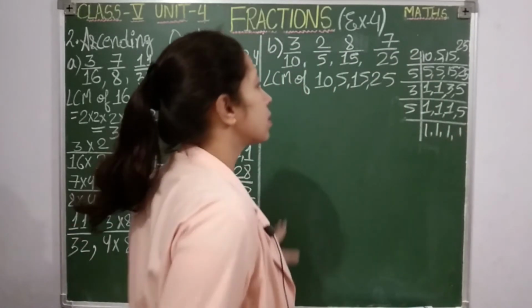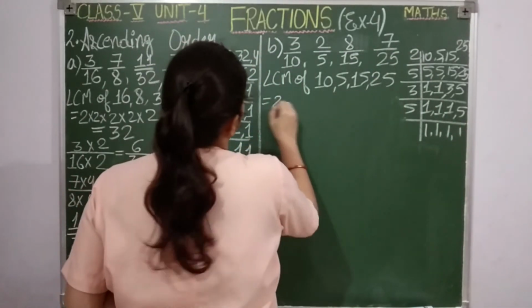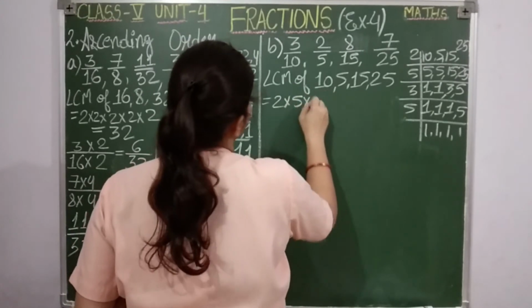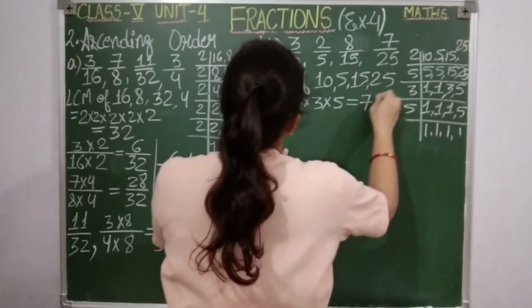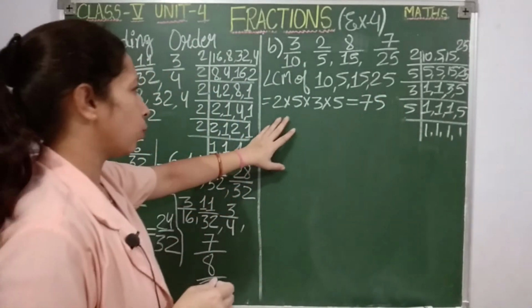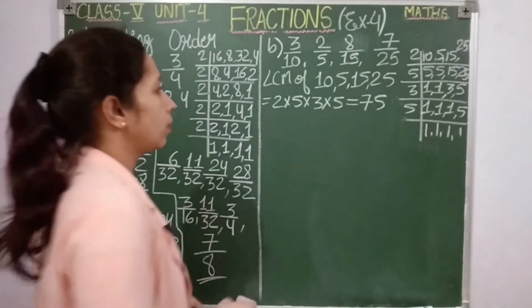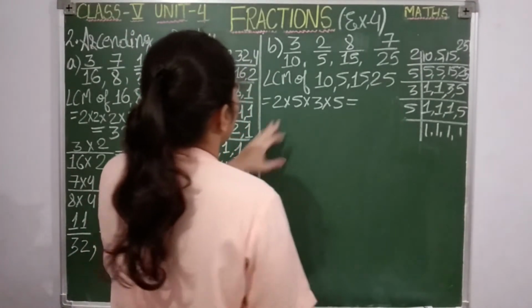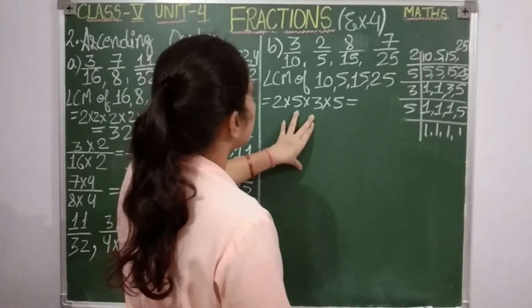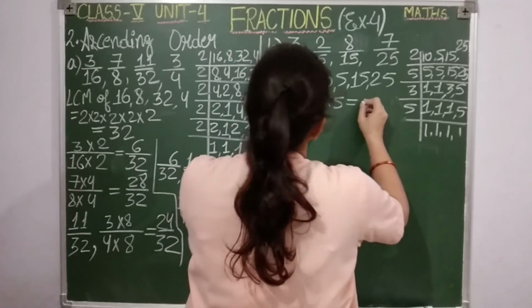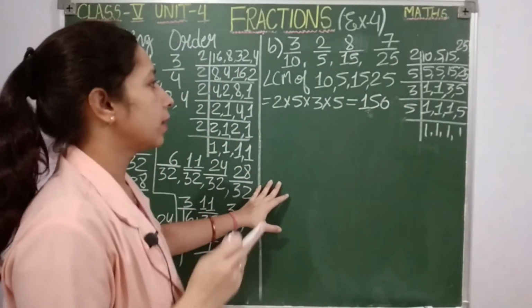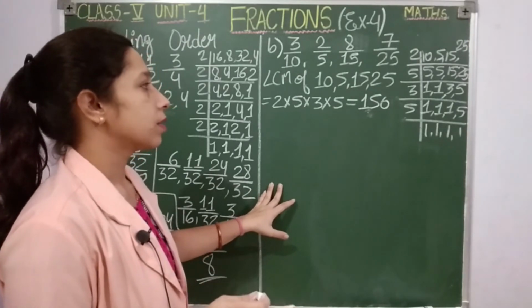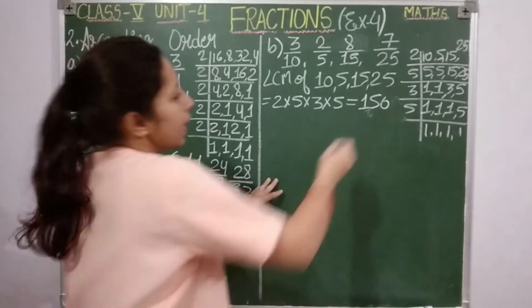Okay students, so this is the LCM. Let us write. 2 5s are 10, 10 3s are 30, 30 5s are 150. 150 is the LCM, students.